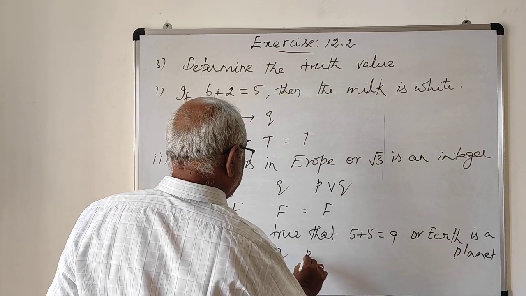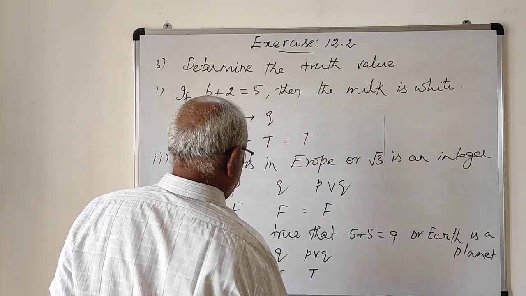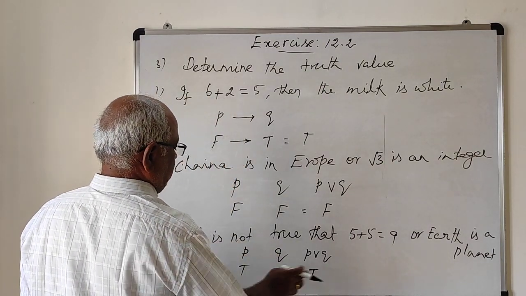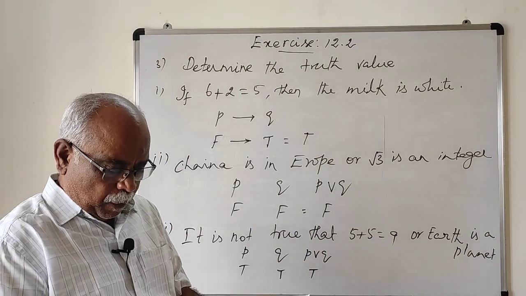R is disjunction again, P disjunction Q. T disjunction T is T. Both are T, the disjunction is T. That's all about problem 3.